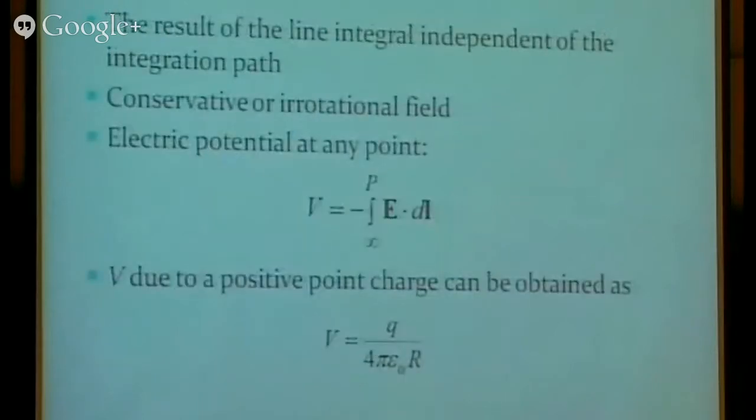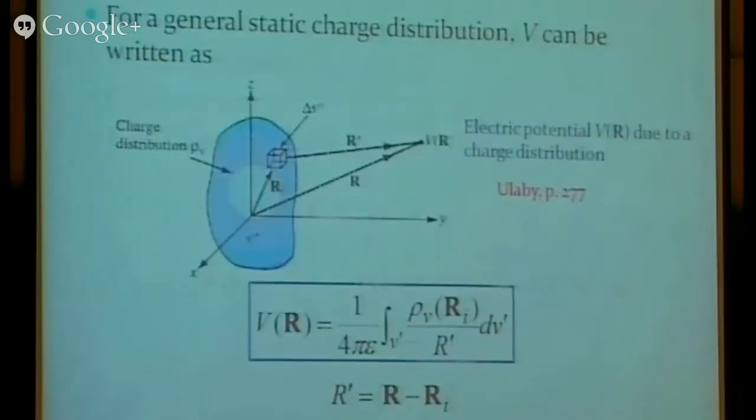Now, once you know this, it is easier to write the general equation for the potential due to an arbitrary charge distribution. So that is what we are doing. This is an arbitrary charge distribution, and rho v is the volume charge density. It's important to remember that volume charge density is a point function.